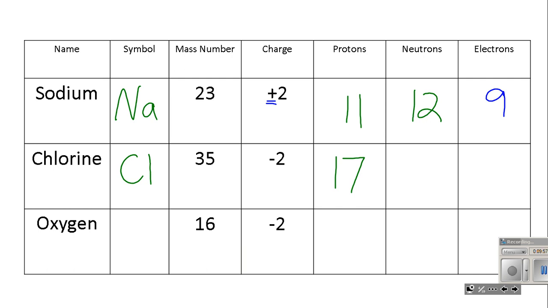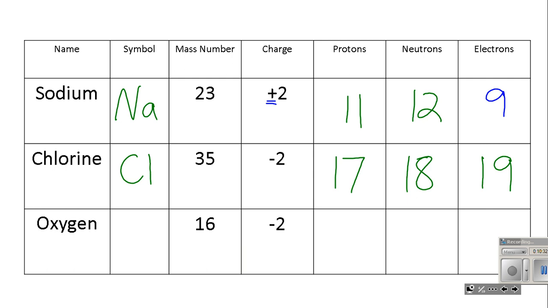So again, 17 plus blank is equal to 35. Or another way to say that again is 35 minus 17 is 18, and that gives us our number of neutrons. Now we have to figure out our number of electrons, and this time we need to have more electrons than protons. So we know we have 17 protons. We need 2 more electrons than that. So we're going to do 17 plus 2, and that is a total of 19 electrons.